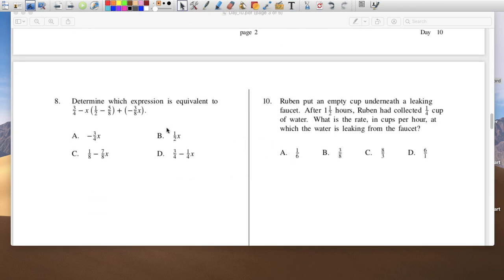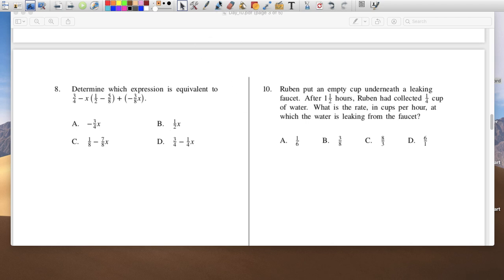Number 8, determine which expression is equivalent to this. So let's simplify that. So I get 3/4, and I'm going to apply the distributive property here. So x times a half, for negative and the positive, first of all, it's 1/2 x. Remember, the coefficient comes first. Negative times a negative is a positive. And then x times -5/8 is 5/8x.